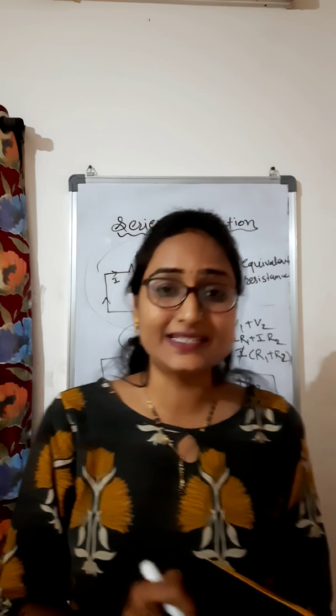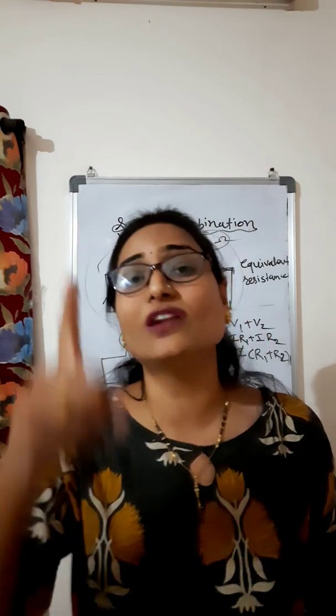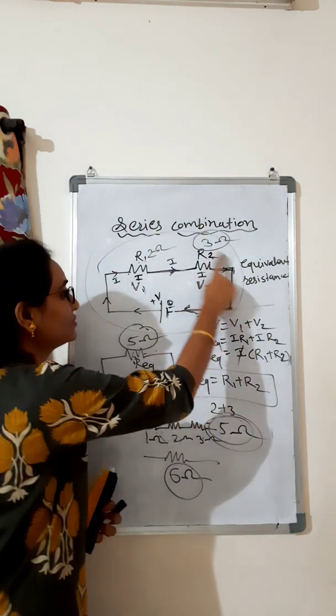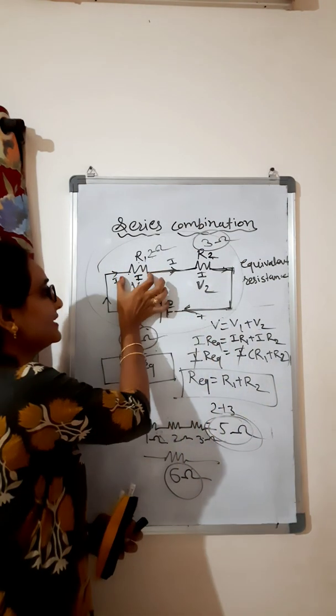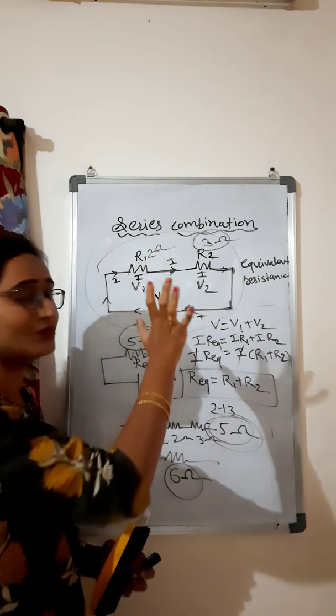Understand? So what you understand in series combination, again recall it. In series combination, current is always the same. Current will flow the same throughout the circuit. From this resistance also the same current will flow, and from this resistance also the same current will flow.